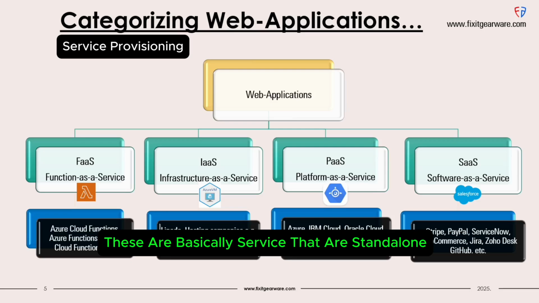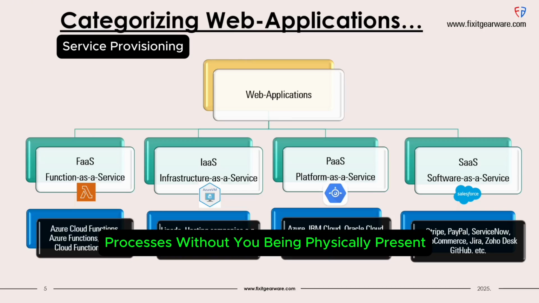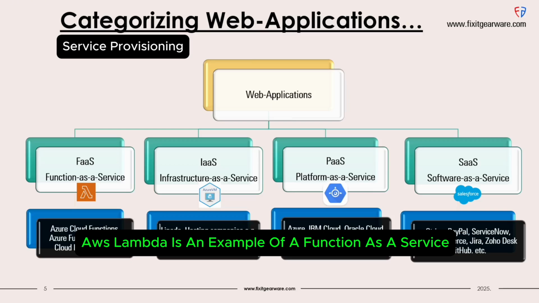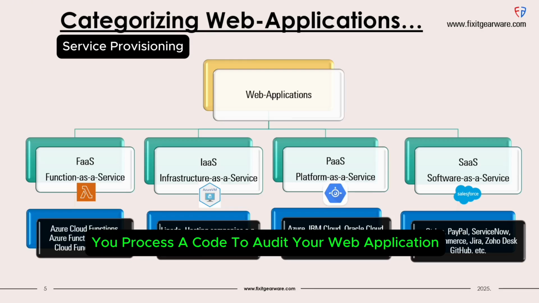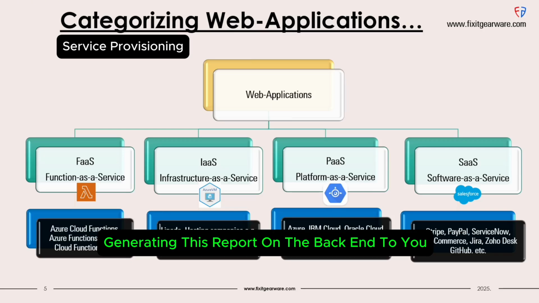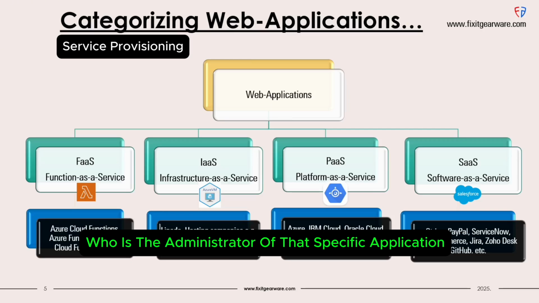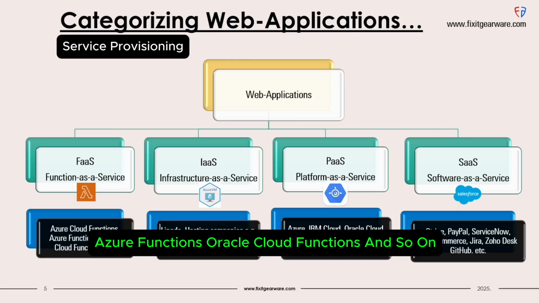Now, under Function as a Service, these are basically standalone services that can execute processes without you being physically present. For example, AWS Lambda is an example of a function as a service. You can run a series of code that executes automation processes based on the specification of your code, which you have integrated into Lambda. Let's say you process a code to audit your web application for security reasons. Lambda is going to be running those codes and, of course, generating the report on the back end for you, who is the administrator of that specific application that you're implementing Lambda on. Other examples are Azure Functions, Oracle Cloud Functions, and so on.